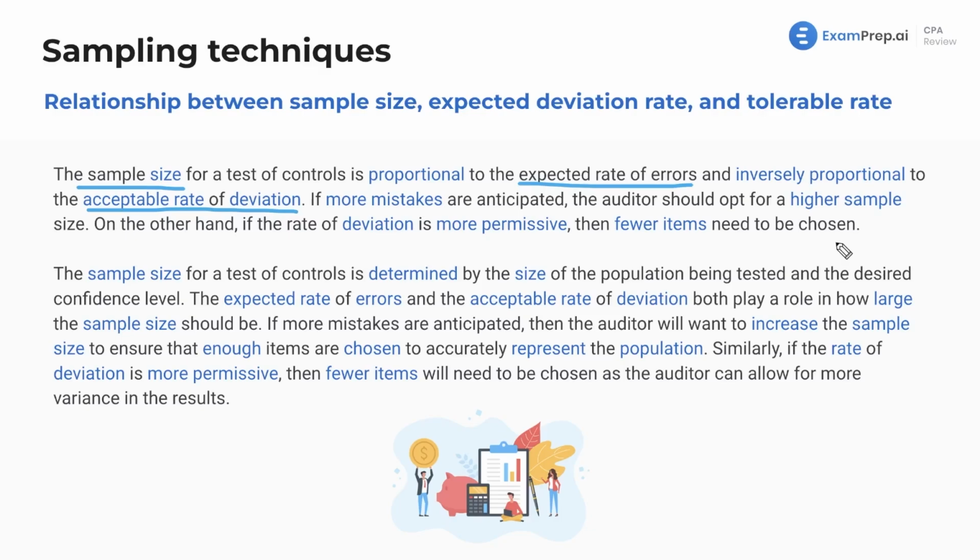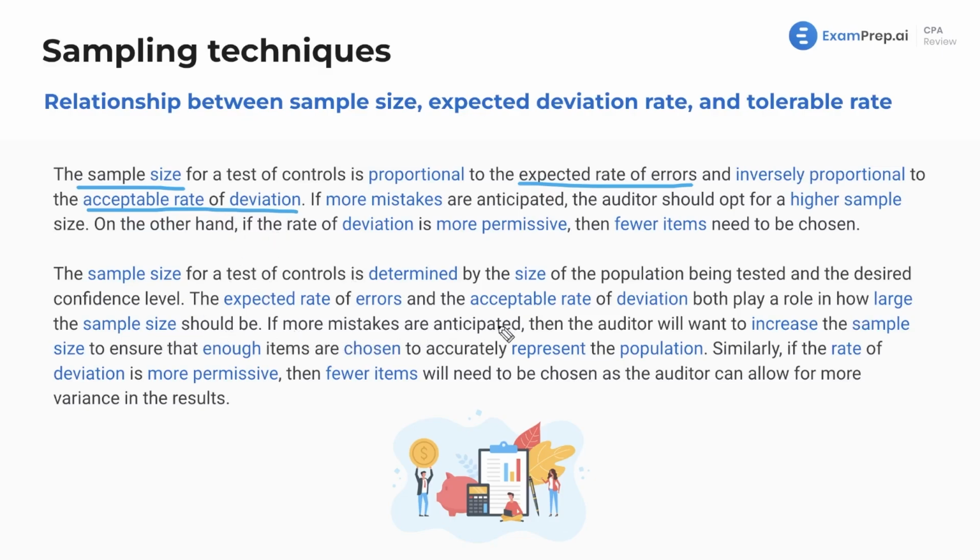Cool. Looking good there. The sample size for a test of controls is determined by the size of the population being tested and the desired confidence level. So how are we going to determine our sample size? We need to understand the relationship with these other factors. The expected rate of errors and the acceptable rate of deviation both play a role in how large the sample size should be. Just drilling this home, talking about it through and through.